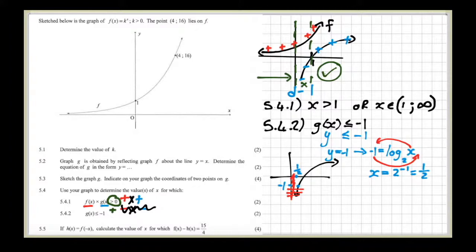So in other words, my answer for x is between 0 and 1. Now, x cannot be 0 because that's an asymptote for the logarithmic graph, but it can be equal to 1 because they did say smaller or equal to, not 1, sorry, my apologies, mustn't be 1, it must be 1/2. So x is between 0 and 1/2. Now I've got it right.